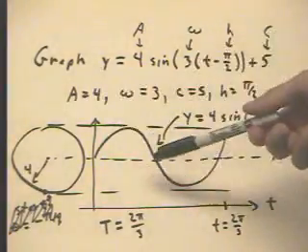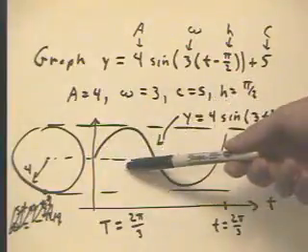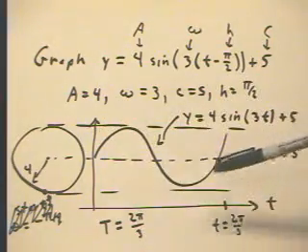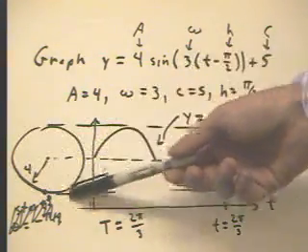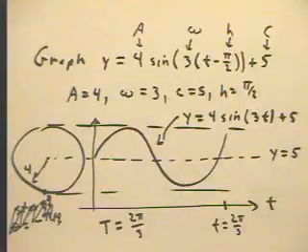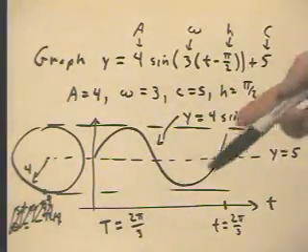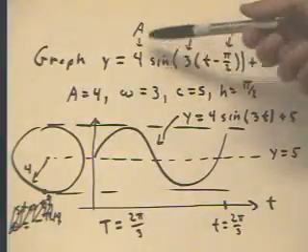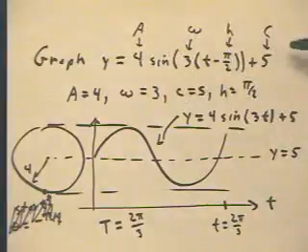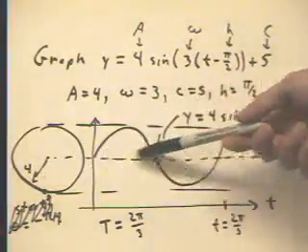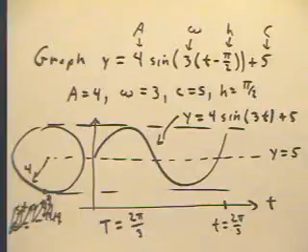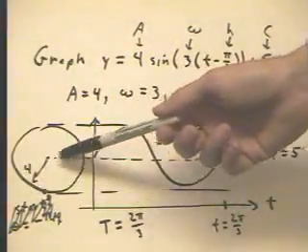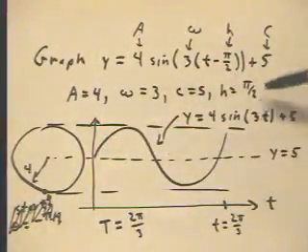A is the amplitude, the distance between the central axis and the peak, or the valley of the sine function. And that's going to correspond to the radius of the reference circle, as we should know very well by now. C equals 5 tells us that this sine function oscillates around y equals 5, so we're going to center our reference circle at y equals 5. So we have a reference circle of radius 4 centered at y equals 5. And here's the model of our graph.